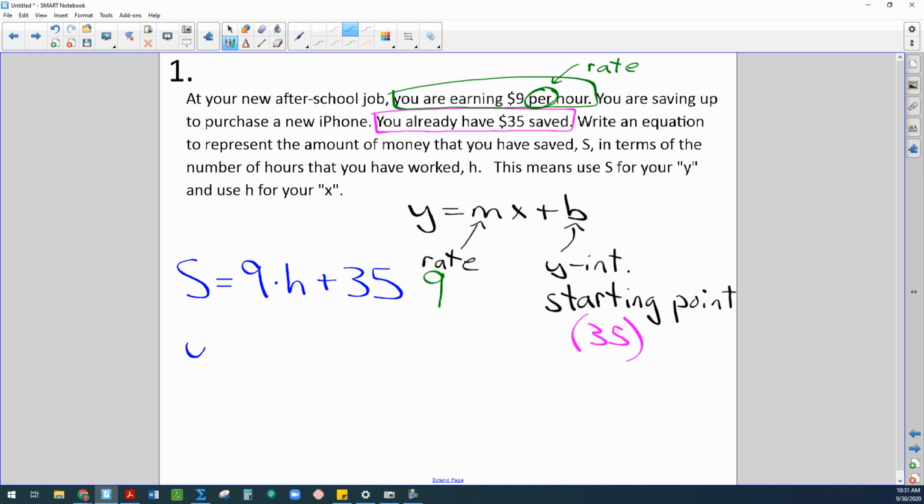And you could have also written it y equals 9x plus 35, or some combination of those. Some of you guys used s and x, or y and h, but both of those are okay. And that's number 1.